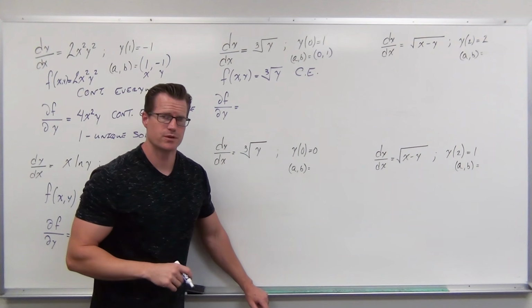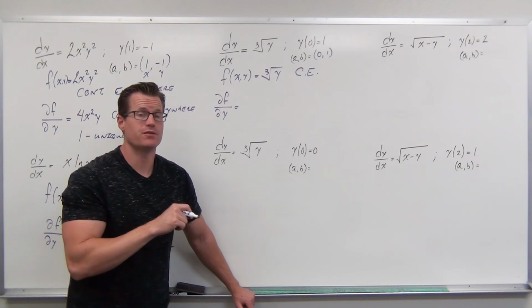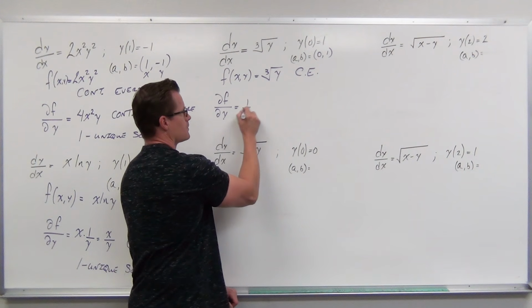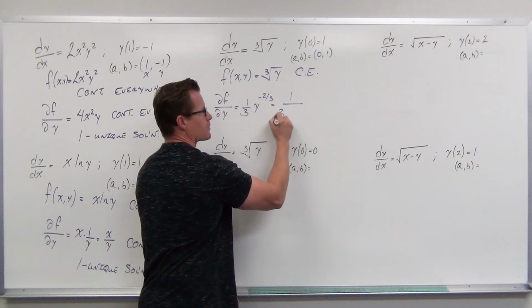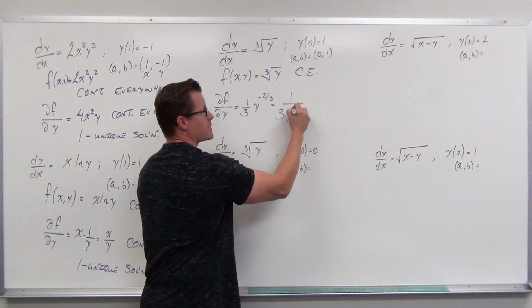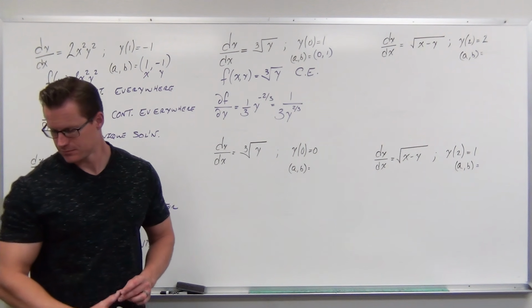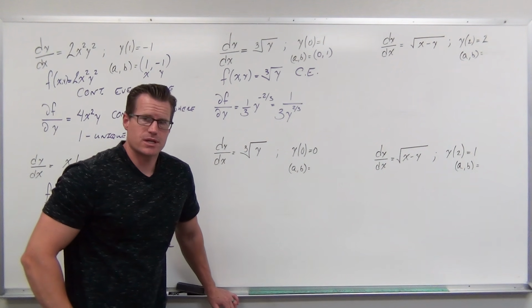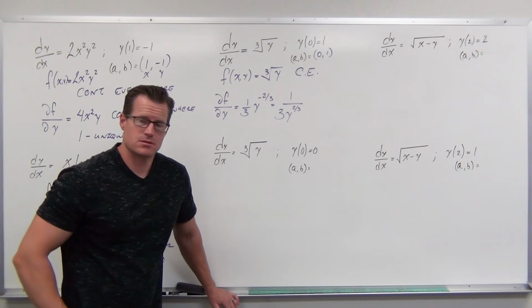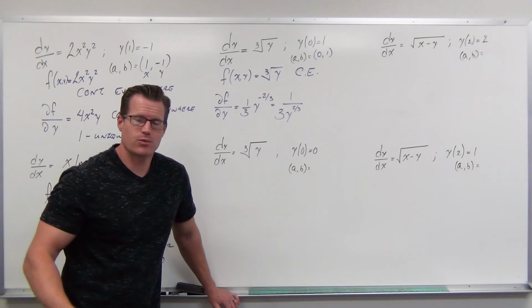When we take the partial derivative, there's only y's up there, so we'd have y to the 1/3 power. If we do the derivative of that, we get 1/3 y to the -2/3 power. That's continuous, no zeros. That's continuous everywhere except where y equals 0.